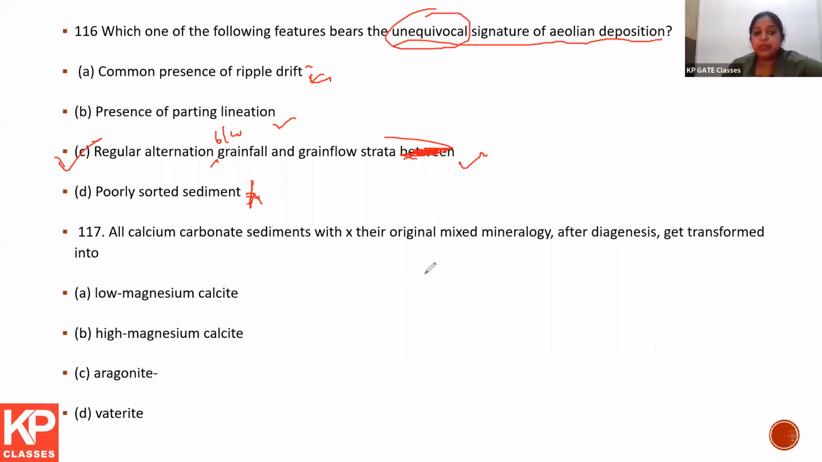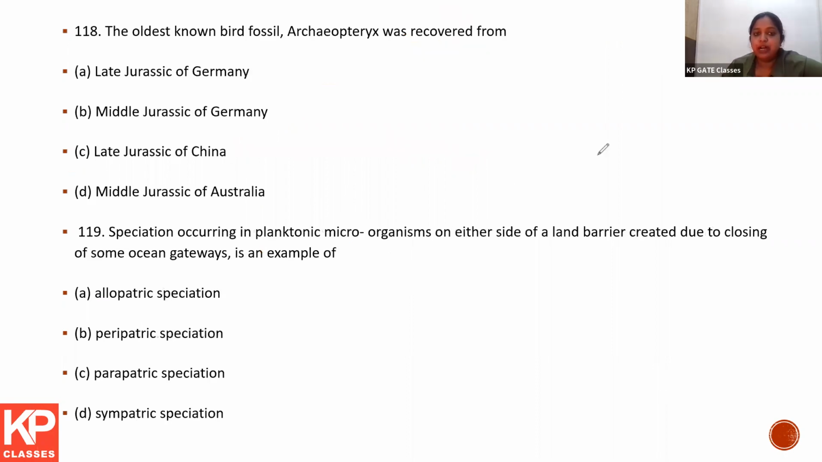Now, all calcium carbonate sediments with their original mixed mineralogy, after diagenesis, get transformed into, I guess, low magnesium calcite, which is the right answer. Then the next one is the oldest non-bird fossil Archaeopteryx was recovered from the late Jurassic of Germany. About 150 million years ago in Germany they have found it. So that 150 million years means late Jurassic. So the answer would be late Jurassic of Germany.